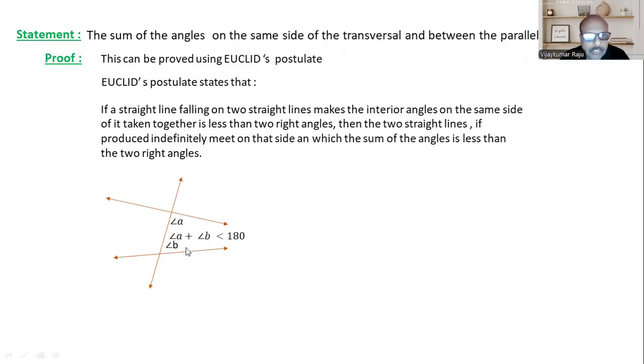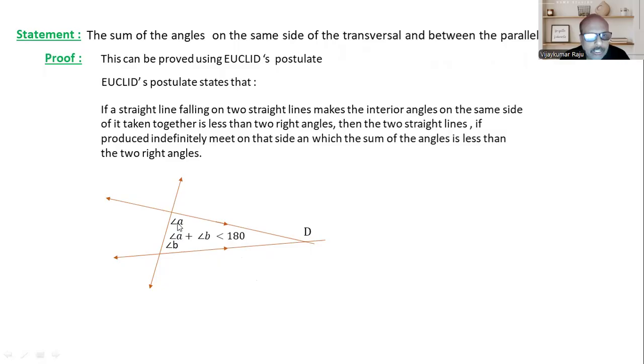Now, what is the condition here? Both are acute angles. You see this angle is an acute angle, less than 90 degrees. This is also an acute angle, less than 90 degrees. So the total of these two will be less than 180, because 90 plus 90 is 180. And if both of these are less than 90, then the total also will be less than 180. Now if we try to produce this line and this one also, see, they meet at a point here. Let us name it as point D.